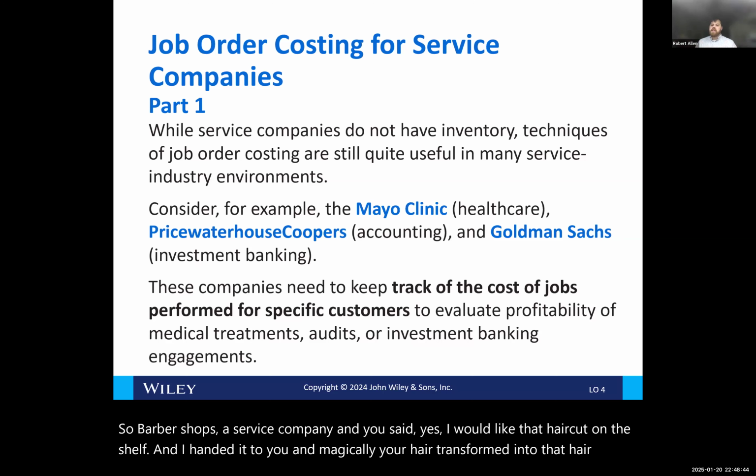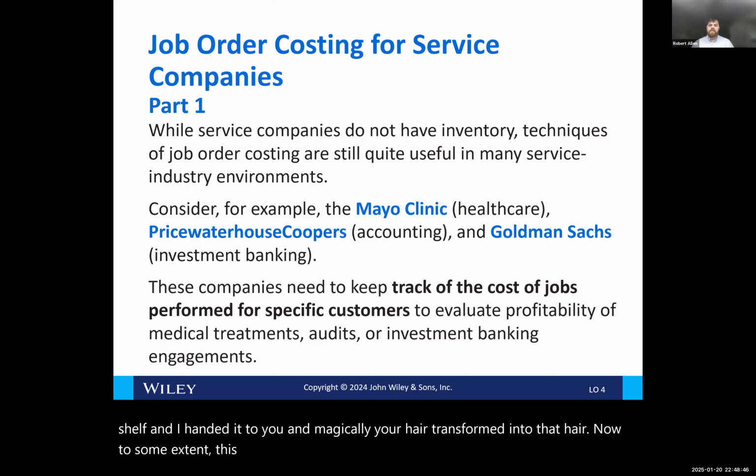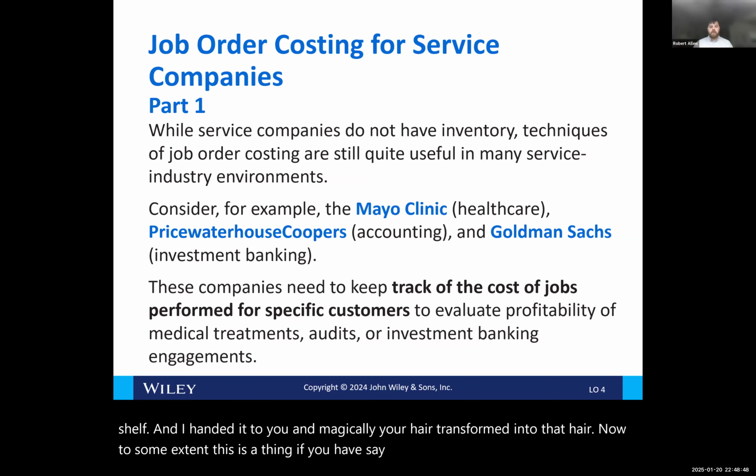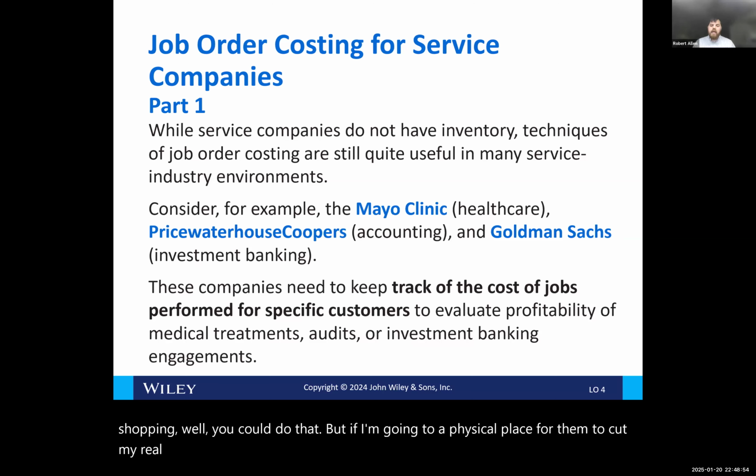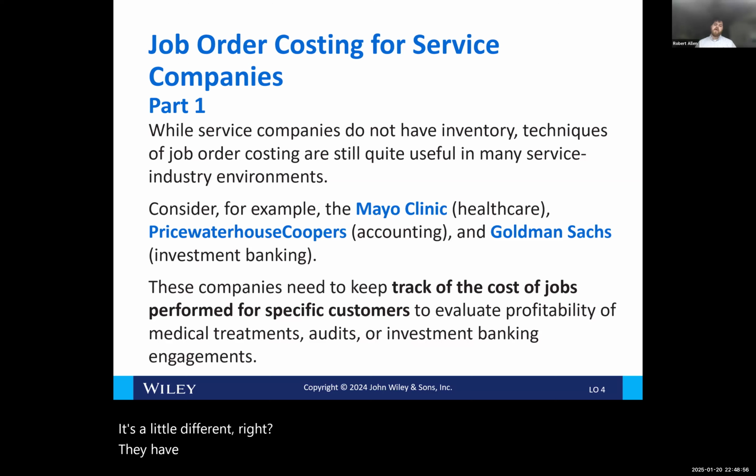Now, to some extent, this is a thing if you have, say, a wig, or if you're going wig shopping, well, you could do that. But if I'm going to a physical place for them to cut my real hair, it's a little different, right? They have to physically do the thing.